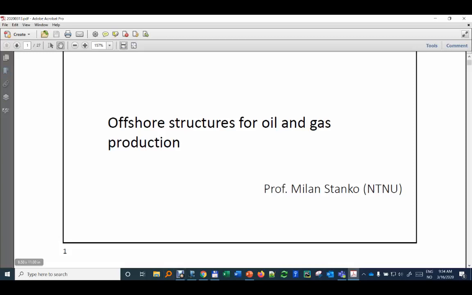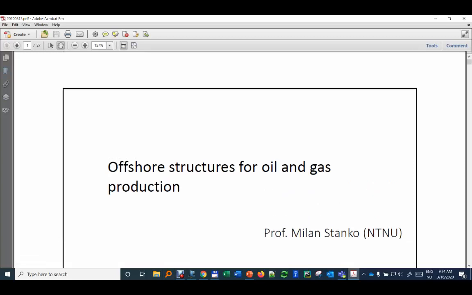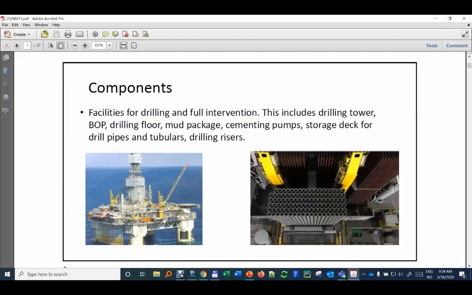Okay, so just to give a quick recap of what we have done last lecture. We started to talk about offshore structures for oil and gas production. Here we are excluding the structures or floaters that are used for drilling, exploration, and production wells. We first went through all the components usually included in an offshore structure. The offshore structure doesn't have to have all of these components, but these are the most relevant for an offshore structure to have.